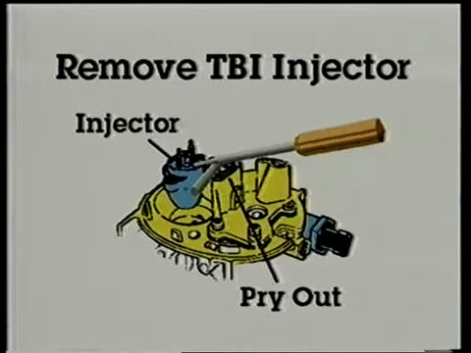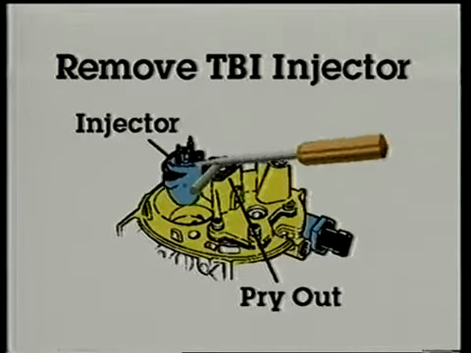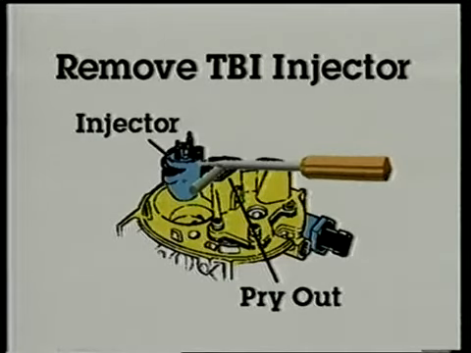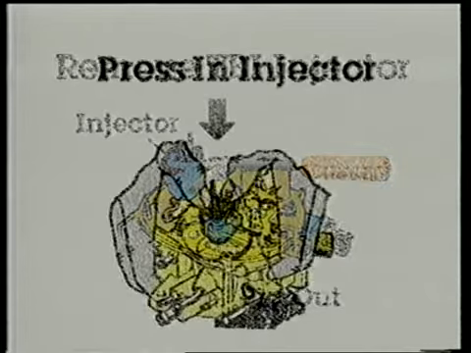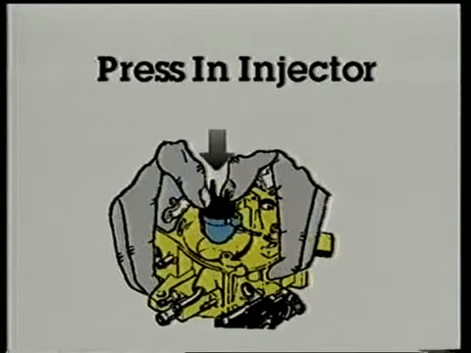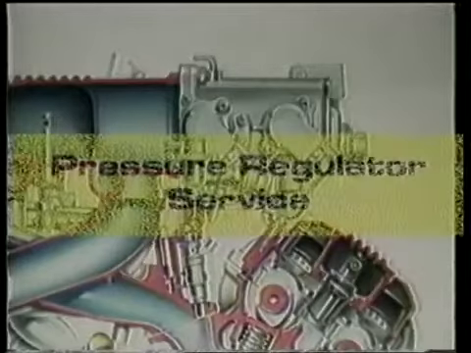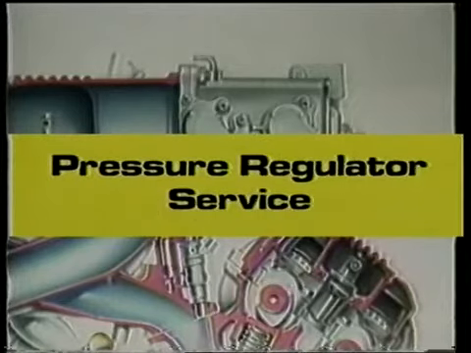Many throttle body injectors are held in place by screws. After removing them, light prying will pop the injector out of its mounting hole. Be careful not to damage the injector when prying. Pressing with your fingers, then installing the screws will force the new injector down into place.